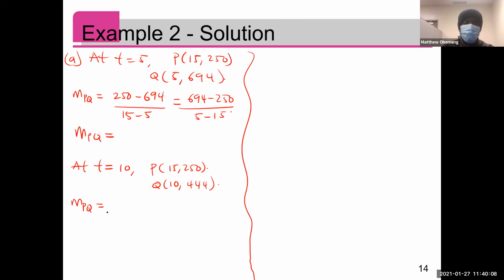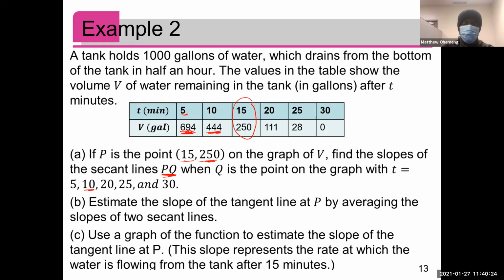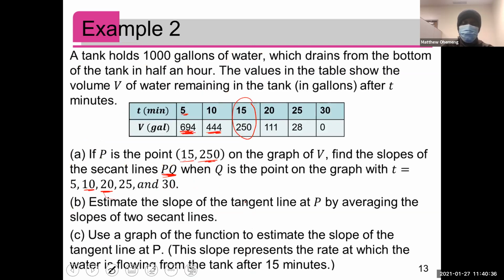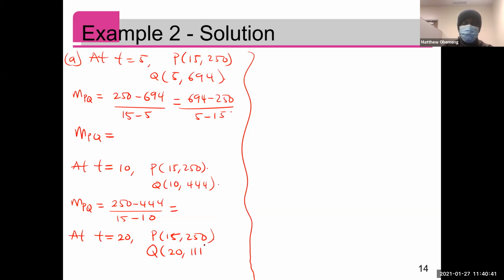That will be 250 minus 444 over 15 minus 10. And that also gives you something. Please help me out with this. Either one is fine, whatever you get, please help me fill this in. The next T is 20. The points involved are P, 15, 250, the same point, and then Q is 20, which will be this point, 111.